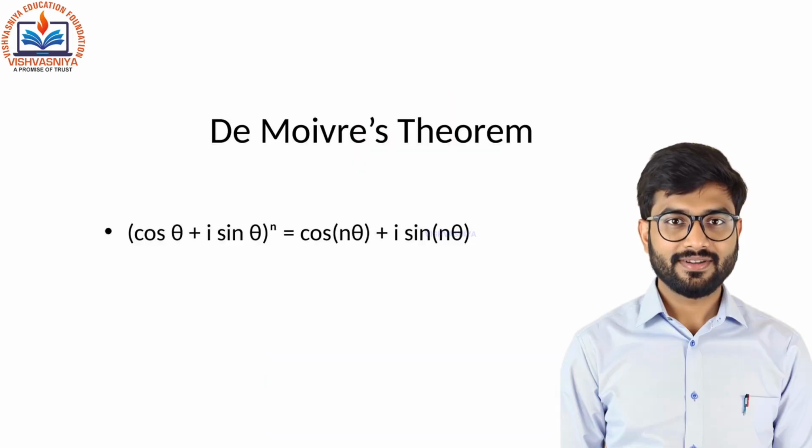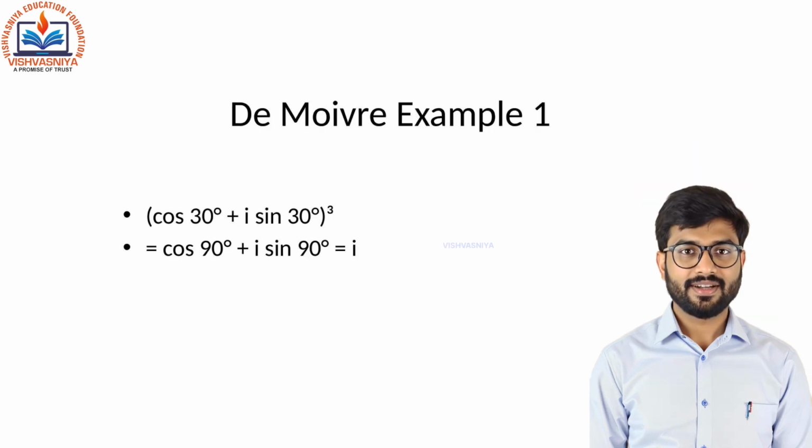De Moivre's theorem. According to De Moivre's theorem, (cos theta plus i sin theta) raised to the power n equals cos n theta plus i sin n theta. Examples. 1. (cos 30 degrees plus i sin 30 degrees) raised to the power 3 equals cos 90 degrees plus i sin 90 degrees, equals i.